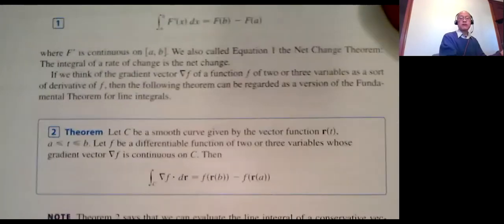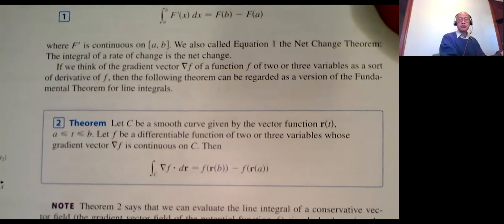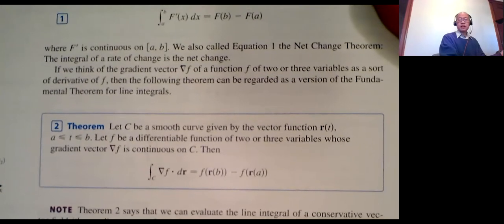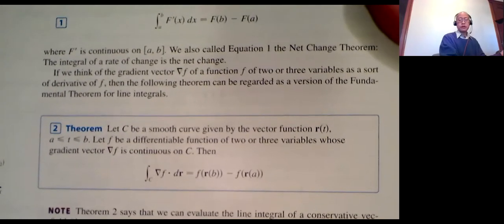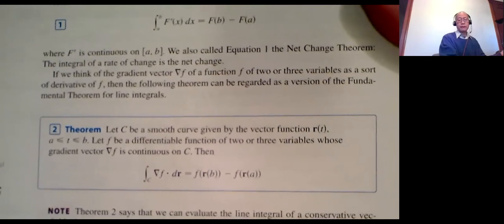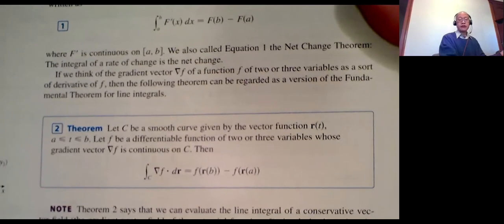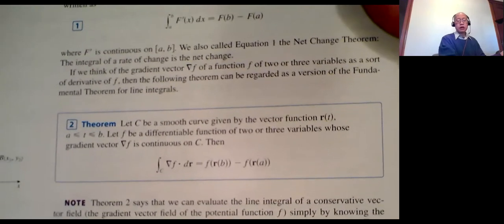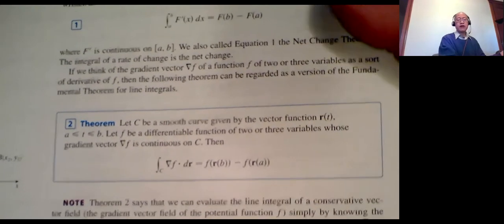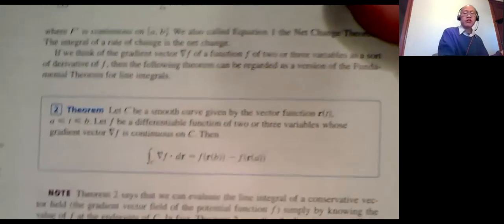Put this on your cheat sheet, even though you may not know what it means now. Let C be a smooth curve given by the vector function r of t, t goes from a to b. f is a differentiable function of 2 or 3 variables. It actually could be more, 4 variables, but we hardly do those. Whose gradient vector del f is continuous on C. Okay, the integral along C of del f, gradient of f, dot dr, is f of r of b minus f of r of a.